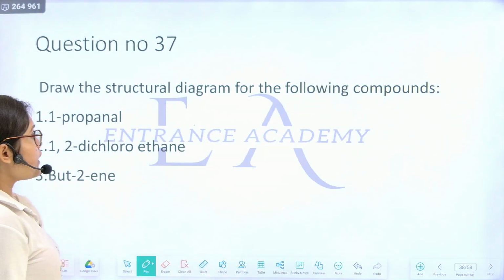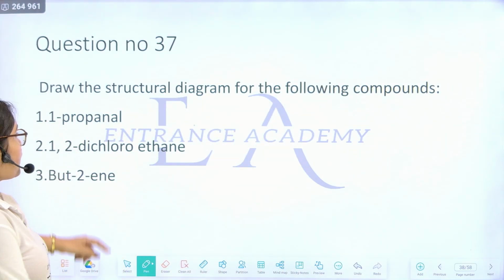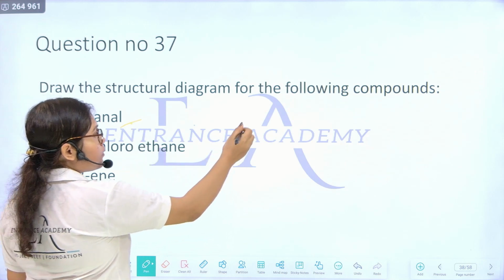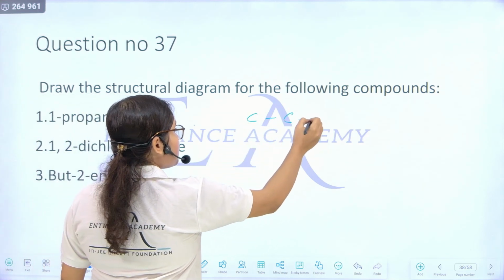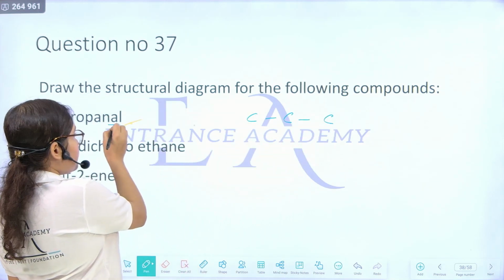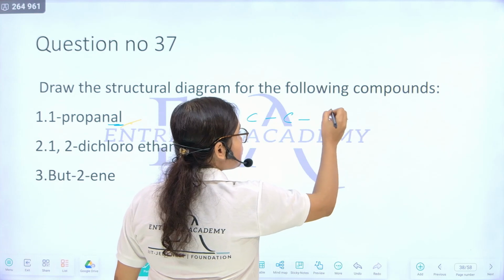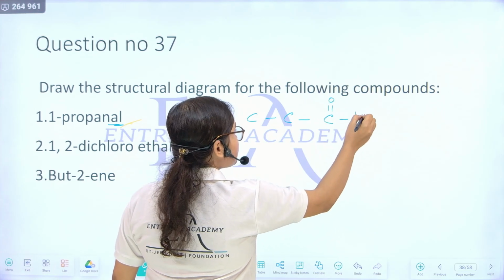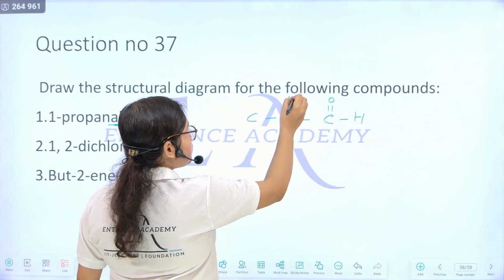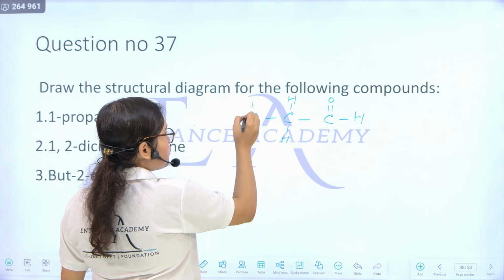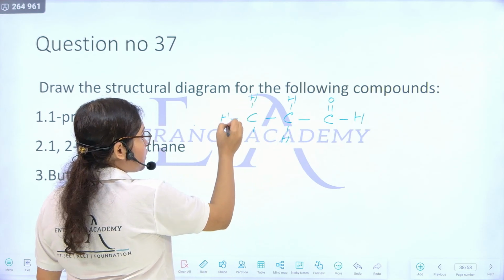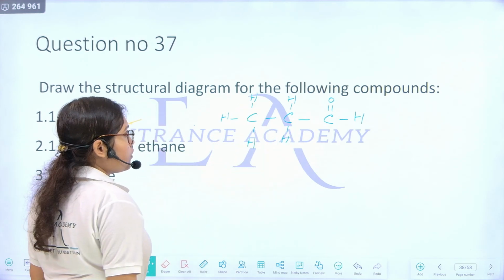Draw the structural diagram for the following compounds. 1-propanal. Propanal is an aldehyde, so CHO, and the rest are hydrogen. This is the structure of 1-propanal.